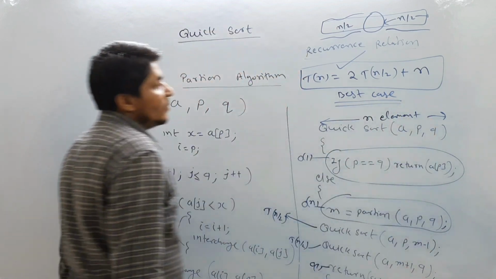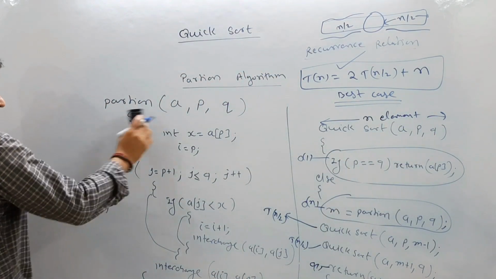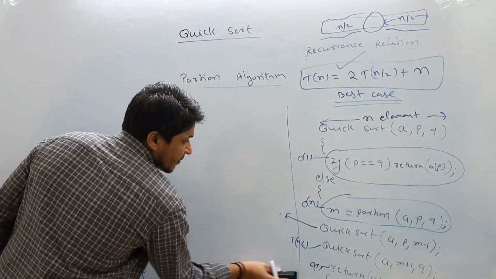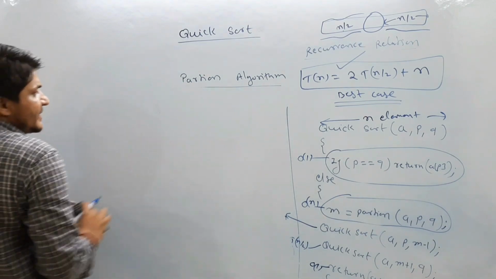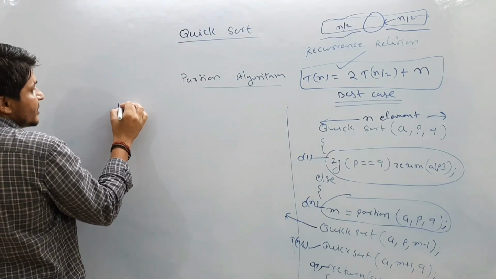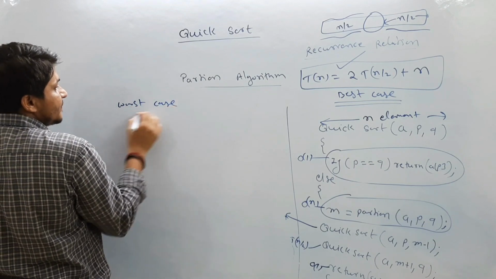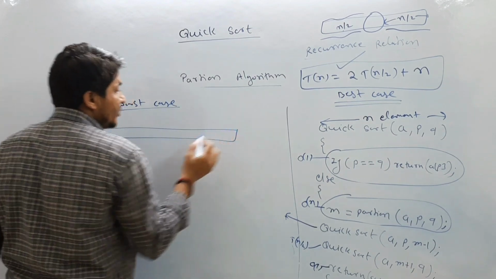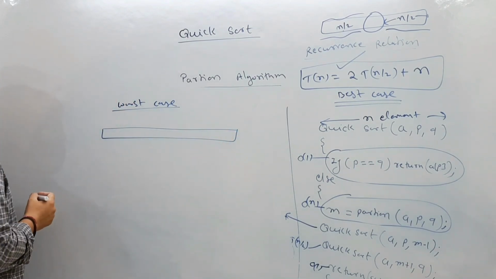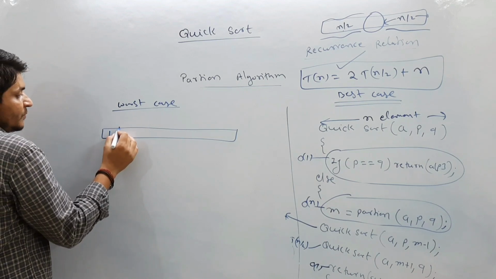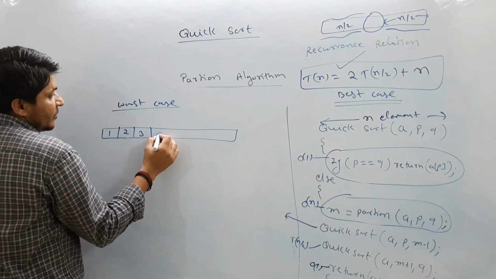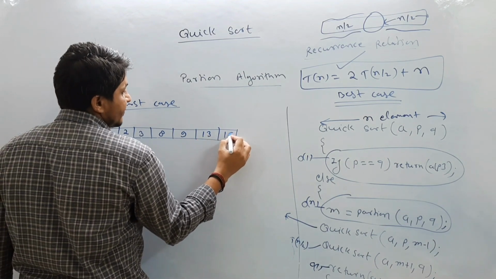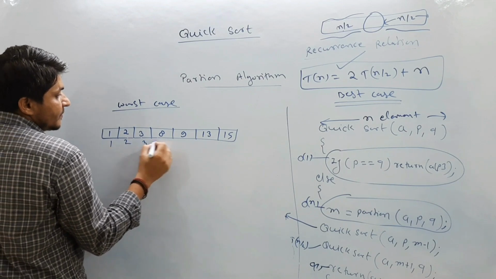Now let me discuss what will happen in the worst case. Let me clear this. What is the recurrence relation in the worst case? Let's suppose I'm having an input, and with this example I will make you understand the worst case recurrence relation for quicksort. Let's suppose the input is 1, 2, 3, 8, 9, 13, 15, which means an already sorted array.